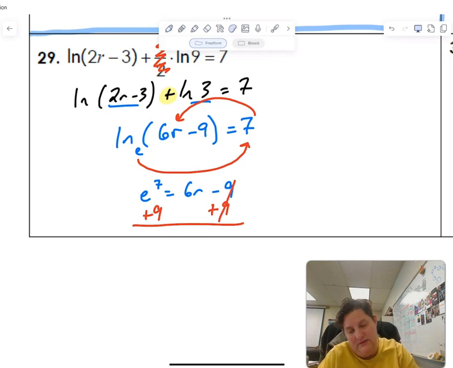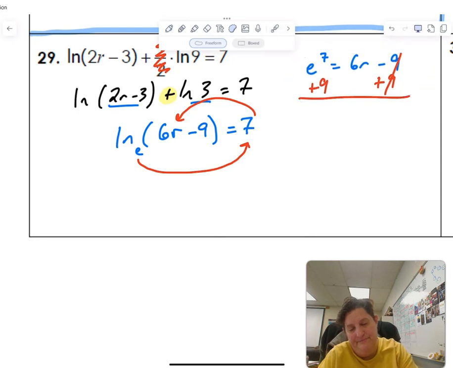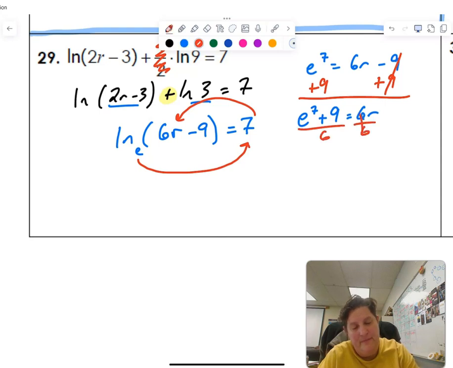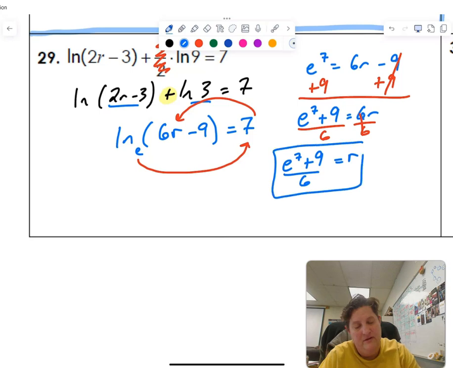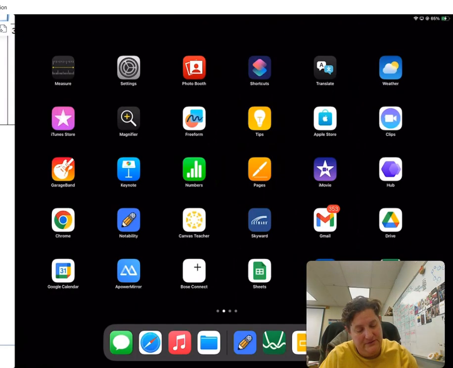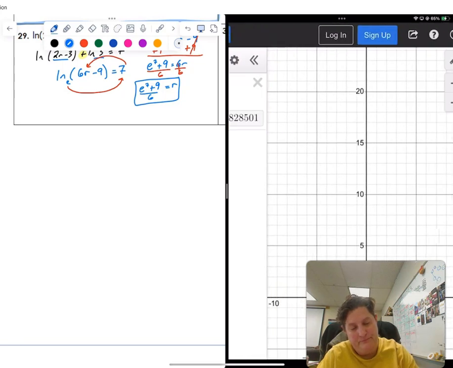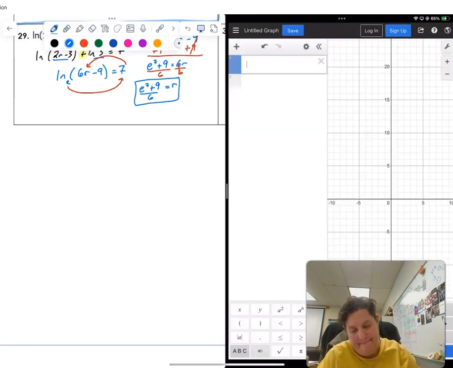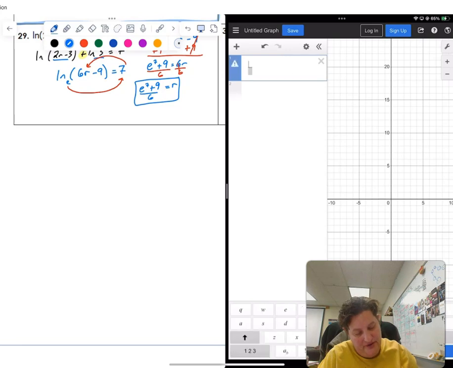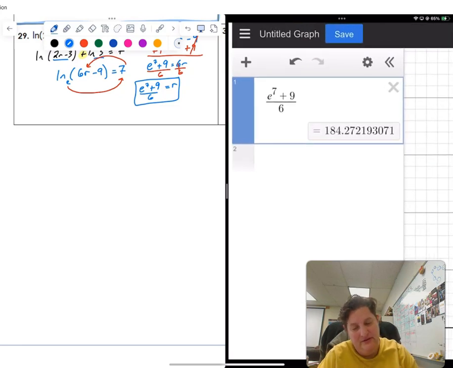I get, let me move this over here also actually. e to the 7th plus 9 equals 6r, and then I divide by 6. Now with this one, you guys can write your answer as e to the 7th plus 9 over 6. That would be fine. Or you can actually figure out what that is by going fraction e to the 7th plus 9 divided by 6. Okay?